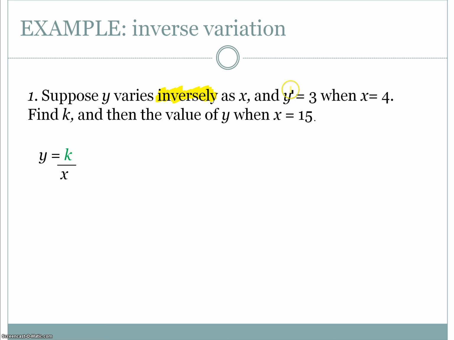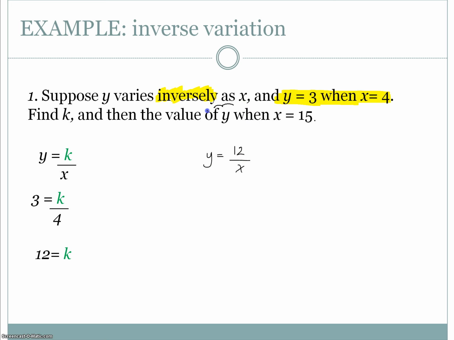The next part of the problem is going to give us enough information to solve for the constant of variation. So y is 3 and x is 4, and we should plug those in and solve for k. Once we know what k is, we now have the relationship between x and y. We now know that y is equal to 12 divided by x.